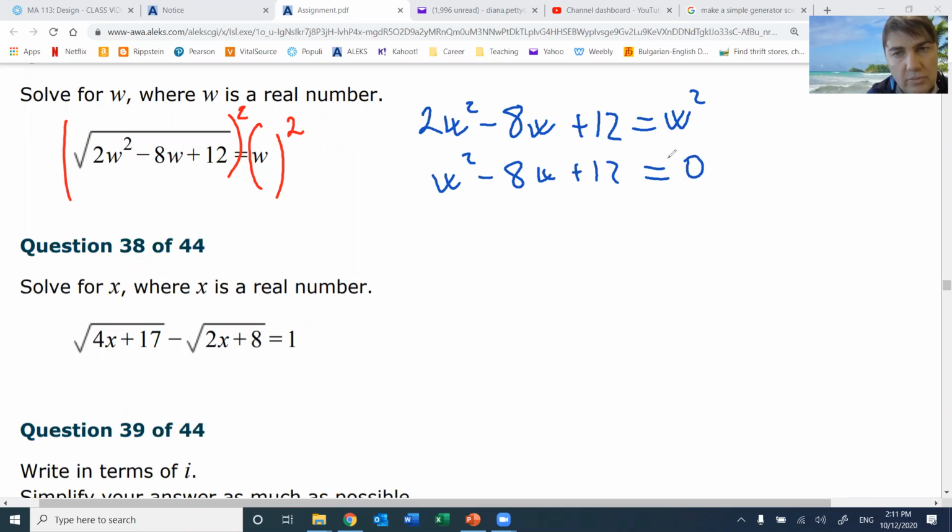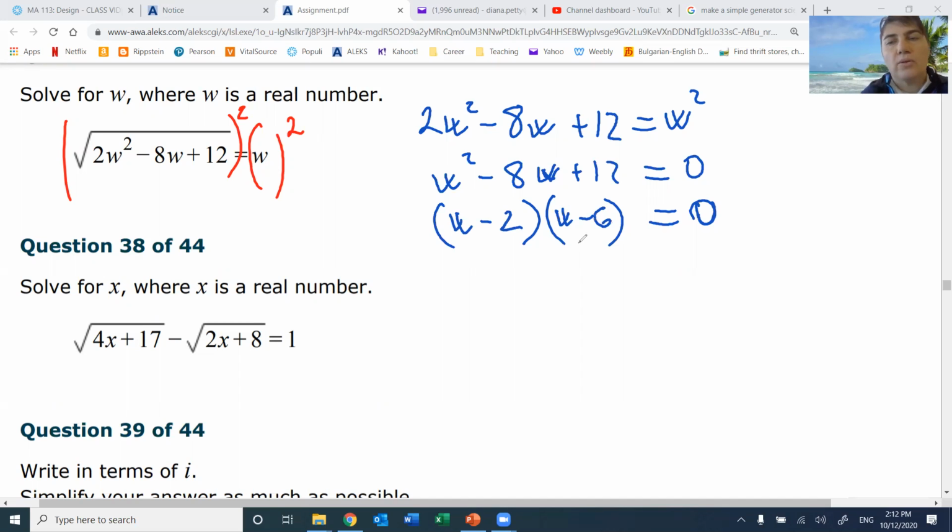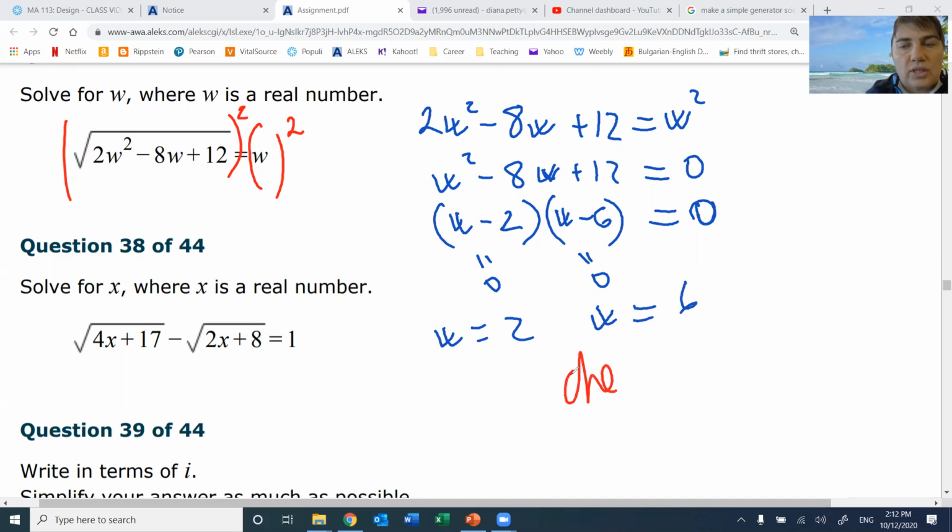Can we or can we not? What do you think, Jason? I think we can. Yeah. What is it? That's right. Because negative 2 times negative 6 is 12, and when you add them together, oh, this is so nice. So if you set this to 0 and this to 0, w is 2 and w is 6. But now we need to check. Don't forget to check. Just those square root ones, check them.